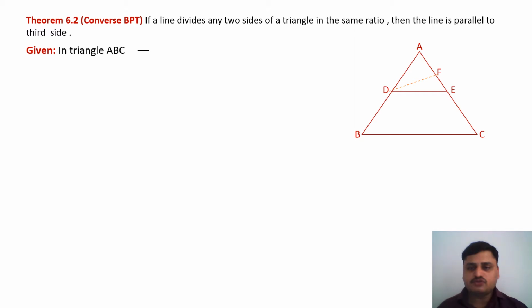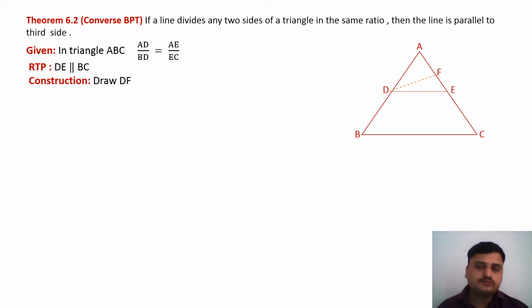What is given in this question: in triangle ABC, AD by BD is equal to AE by EC. What we need to prove is that DE is parallel to BC. For proving this, we will do a construction: draw DF which is parallel to BC. Let's begin the proof so that it will be clear to you all.